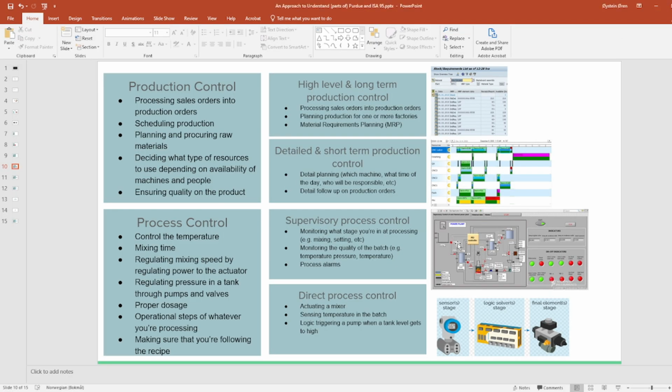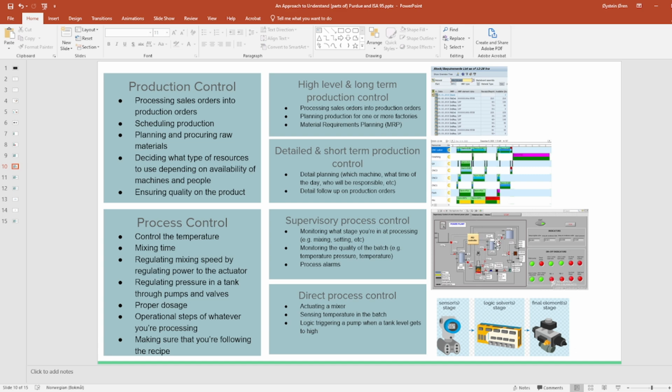So now that we've gotten an idea about the differences of production and process control, I'd like to divide them into two again. High level and long-term production control, for example, materials requirements planning. Detailed and short-term production control, for example, planning production of goods on different time slots for different lines, as you can see on the right here.